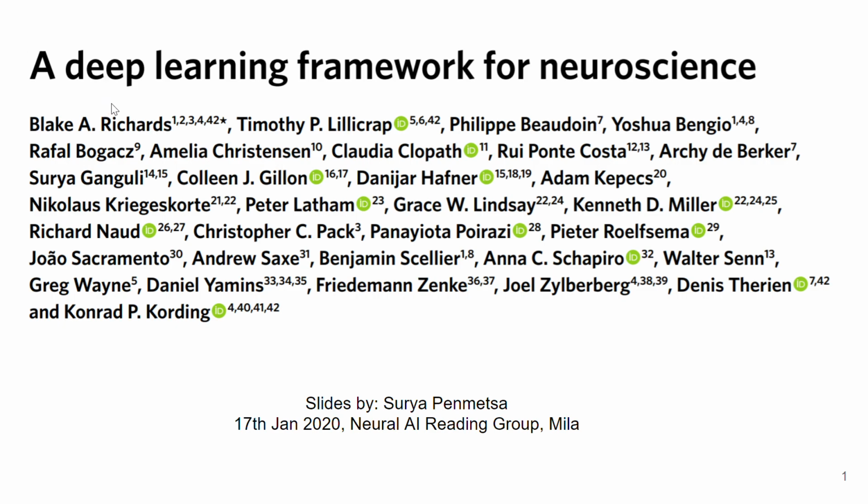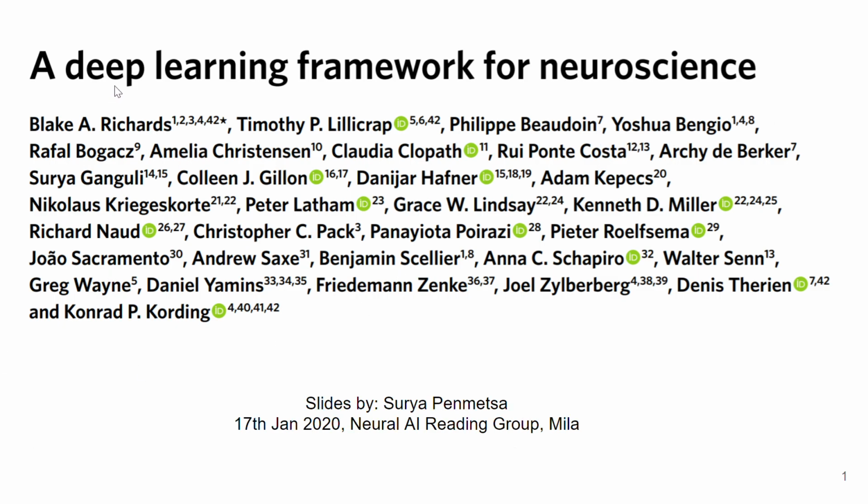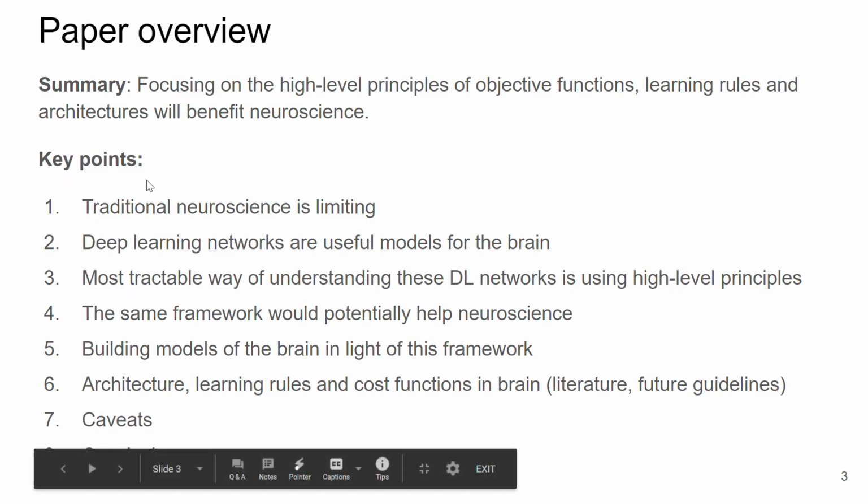This is a paper by Blake, Joshua, and many other cool authors, a deep learning framework for neuroscience. So this is the paper in one slide. This is what they're essentially arguing for. They say that focusing on high-level principles of objective functions, learning rules, and architectures will benefit neuroscience. And these are the key points in the paper.